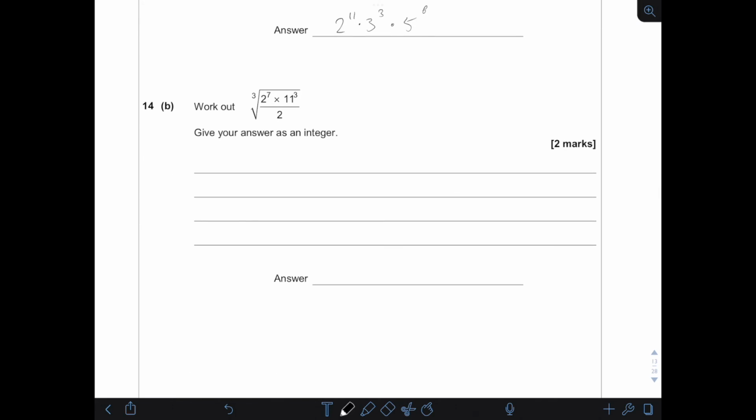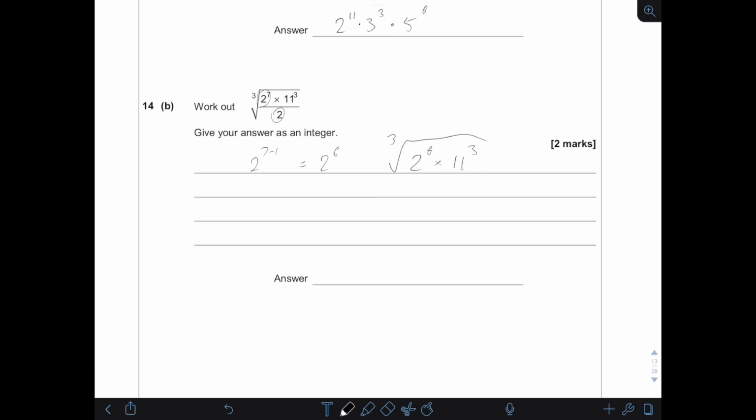And here we go. We have a cube root for some reason. And yeah, the first thing you can do here is to see the 2 to the 7 and the 2, and they can cancel. So you have essentially 2 to the power 7 minus 1, which is 2 to the 6th. And now you have the whole thing as a cube root of 2 to the 6th times 11 cubed.